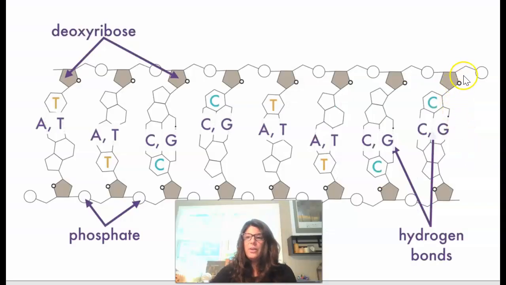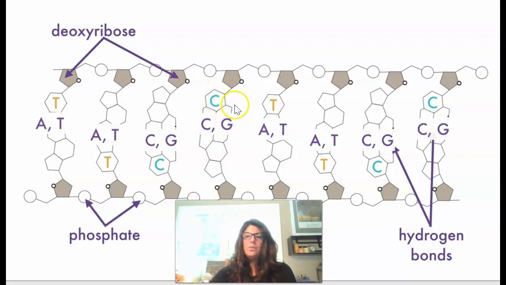So, quick review. Two strands, double-stranded. Here's one strand. Here's one strand. Now, normally it would be in a spiral shape, but we are just showing it in a linear shape right now. Each of the strands is made up of individual units called nucleotides. Each nucleotide is made up of a deoxyribose sugar, a phosphate group, so in this case here's the phosphate group, and then a nitrogen base, either A, T, C, or G.